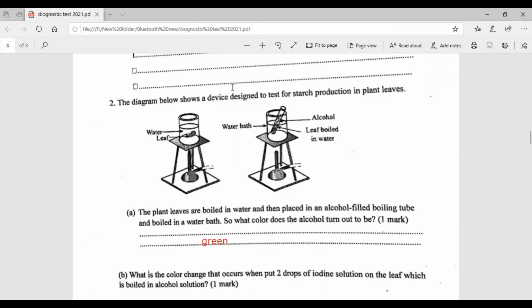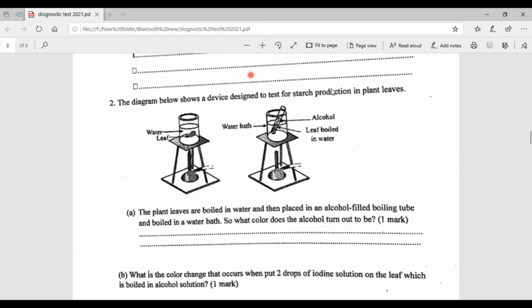And another special thing is the reason for heating the alcohol-containing test tube in a water bath. We are not directly heating the alcohol-containing test tube with a flame, because the alcohol is highly inflammable. That is why we are heating it in a water bath.